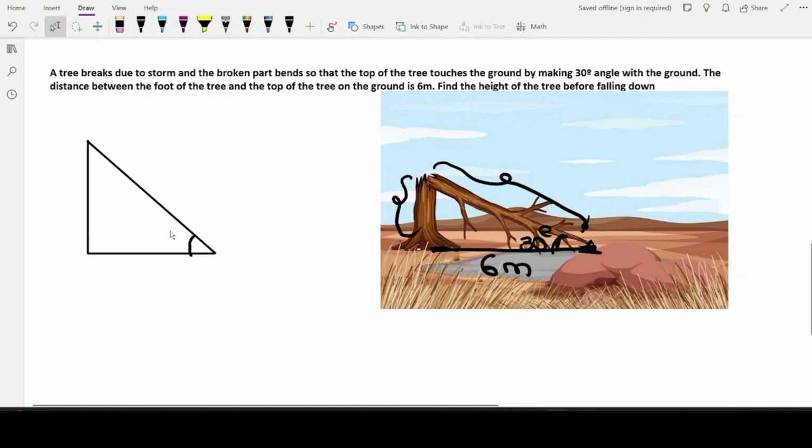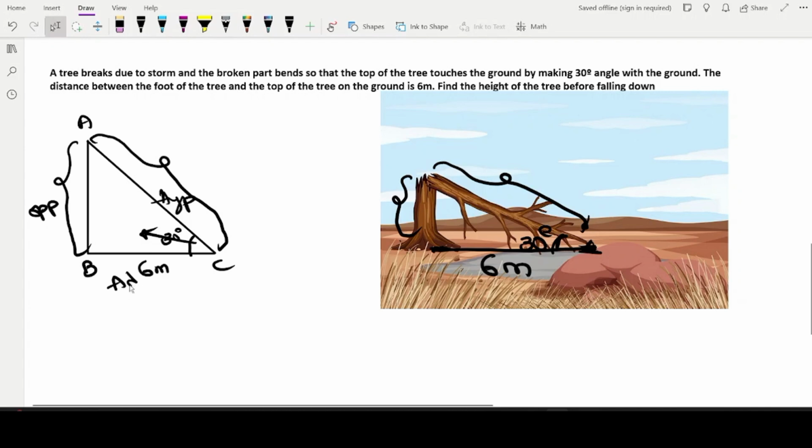The angle that was made is 30 degrees, and the distance between the foot of the tree and the top of the tree touching the ground is 6 meters. We are asked to find the height of the actual tree before falling down. That means the height of this part plus this part. Let us give them some names: A, B, C. Here is the angle, then this side would be opposite, the slant part becomes the hypotenuse and this becomes the adjacent side.